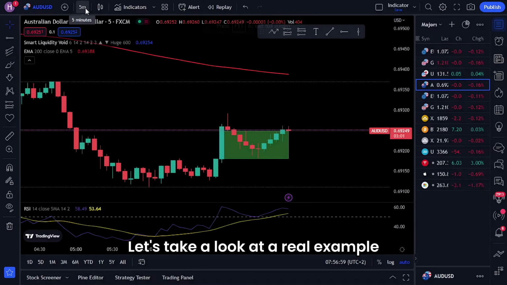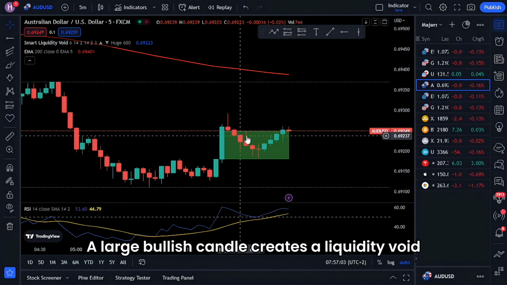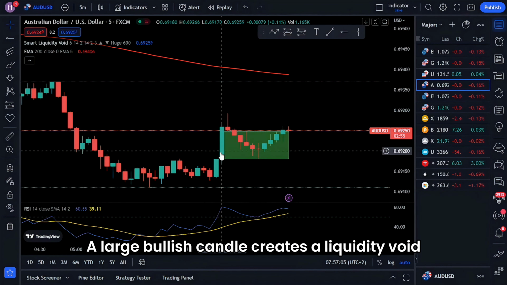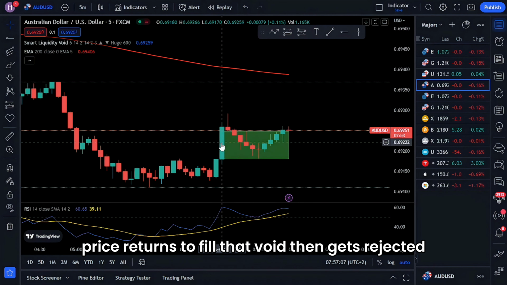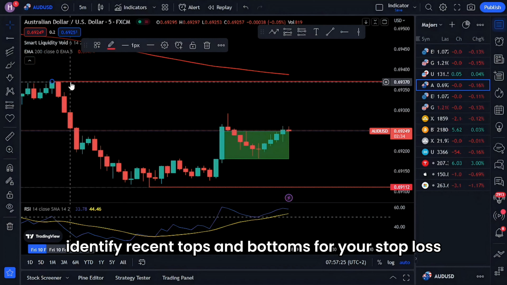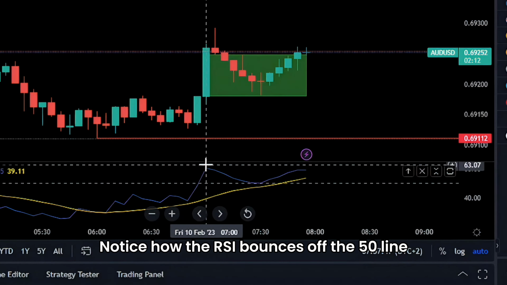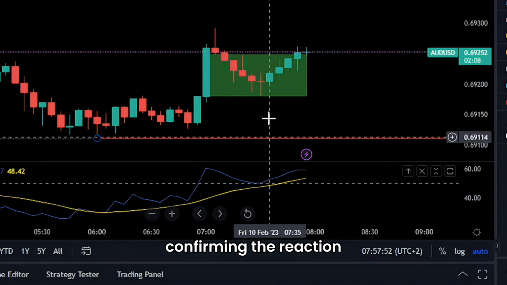Let's take a look at a real example on the AUD/USD 5-minute chart. A large bullish candle creates a liquidity void. Price returns to fill that void, then gets rejected. Here's the setup. Identify recent tops and bottoms for your stop loss and take profit levels. Notice how the RSI bounces off the 50 line, confirming the reaction.